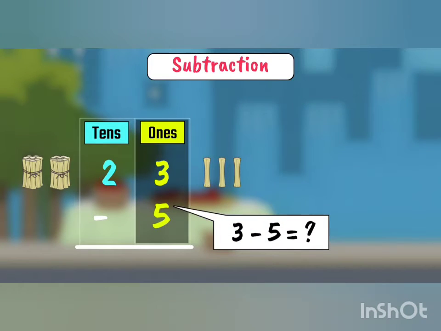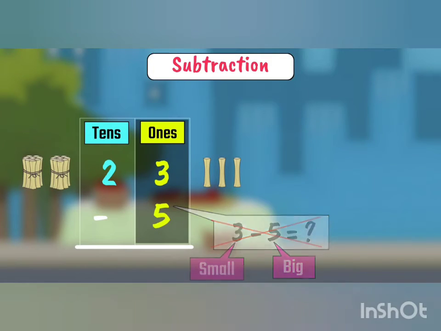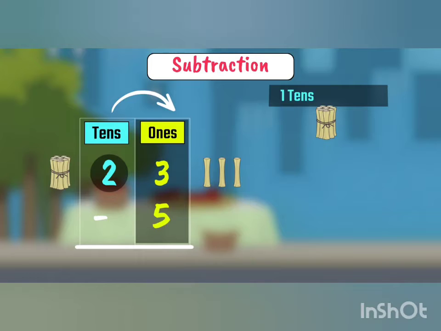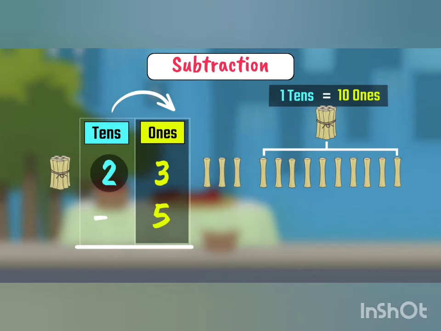Kids, tell me, is it possible to minus 5 from 3? No, because 3 is small and 5 is big. So we cannot minus 3 and 5. That's why we will borrow from tens place. And here 2 will give 1 tens to the ones column and it will regroup into 10 ones and then 3 will become 13. 10 plus 3, 13.